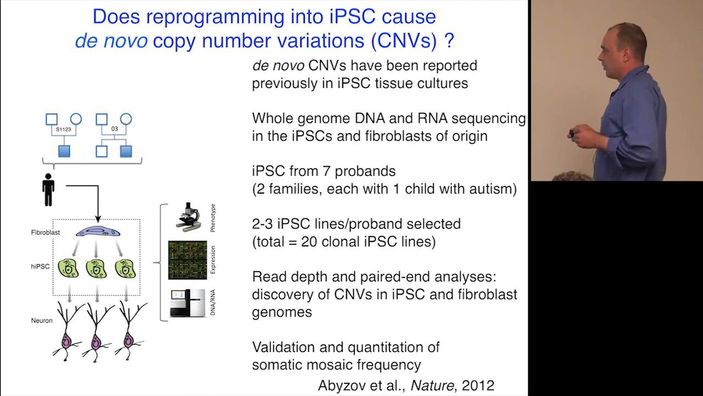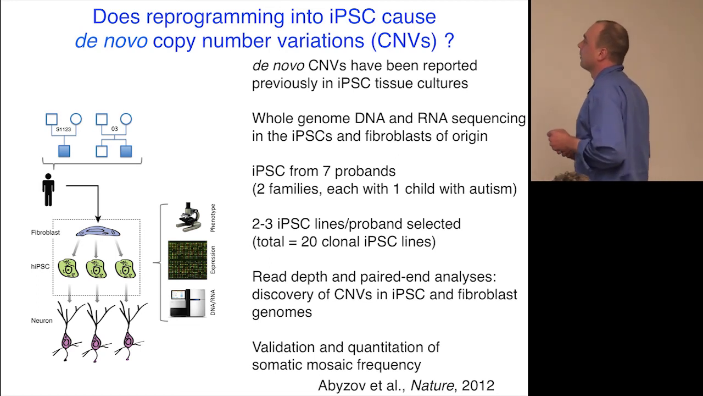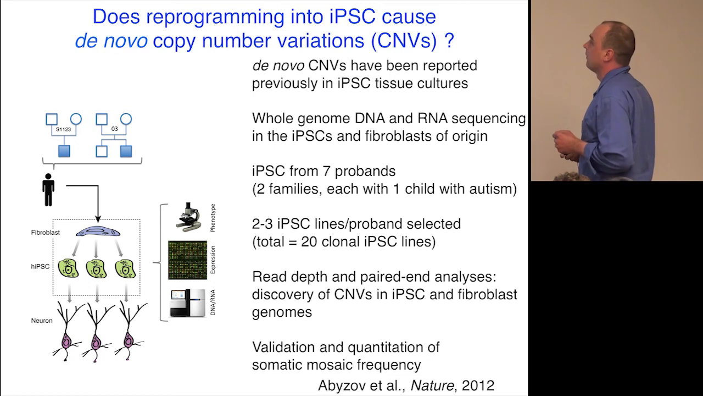So when we started this project, in addition to sequencing the genomes of the patients on the fibroblast level, as we had planned anyway, we decided we would also sequence them on the iPS level. And we also did RNA sequencing. We had iPS from 7 probands, 2 families, each with 1 child with autism, and a total of 20 clonal iPS lines. In most cases, we got 3 iPS lines out of these fibroblasts. And the iPS work was all done at Yale.